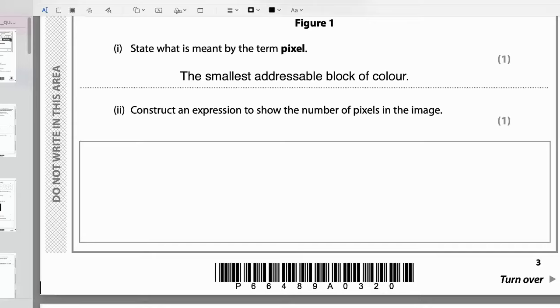2. Construct an expression to show the number of pixels in the image. Well, there's 8 by 9, so the expression is 8 times 9. Now, you don't need to write the answer down for that, okay? This is non-calculated. You probably know your 8 times table anyway, that's 72, but we don't need to write that down. So that's the number of pixels we've got in the image there.